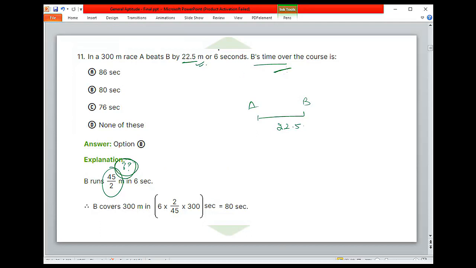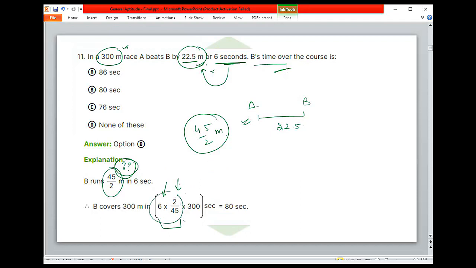A is beating B by this much. So B is running 22.5, that is 45 upon 2 meters, in 6 seconds. In total there are 300 meters. So for 300 meters, it would be 6 seconds into this much. This is the run, and this is the total, and we'll be getting the total seconds. Is it so?